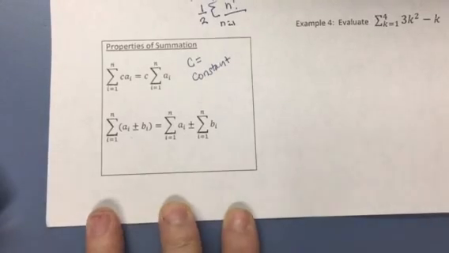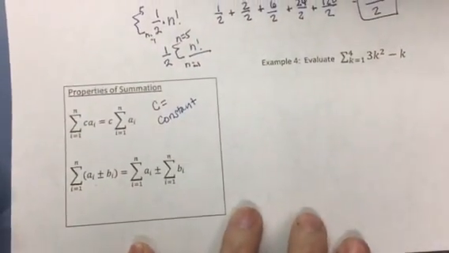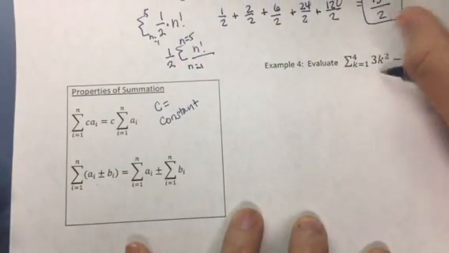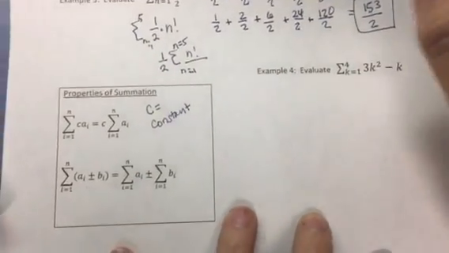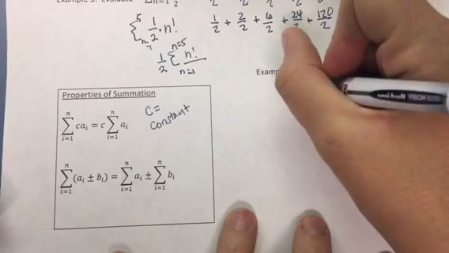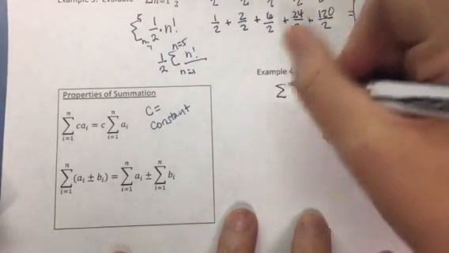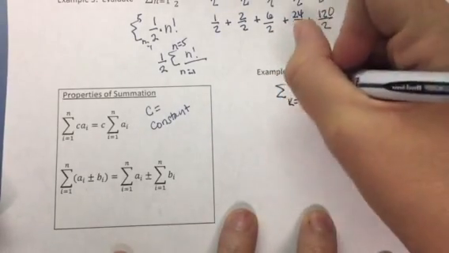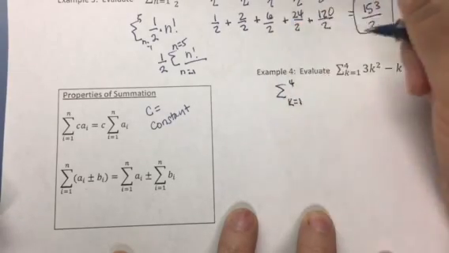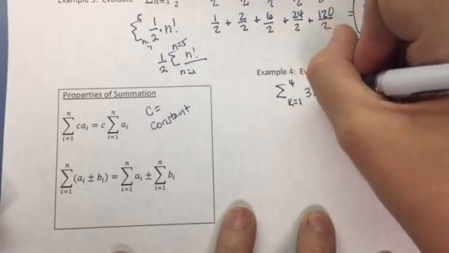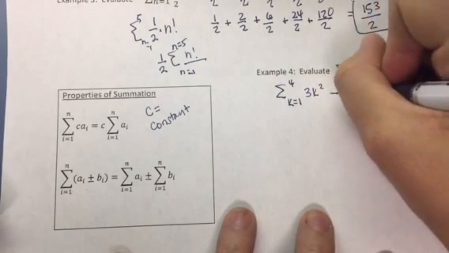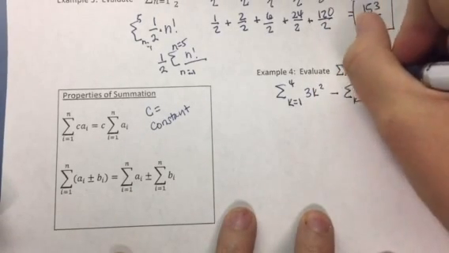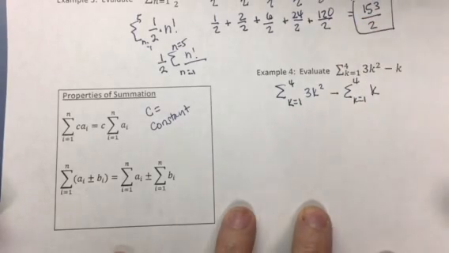So we're going to do that for this one. We're going to break this one down twice. So I notice that this is a difference here. I have 3k squared minus k. So what I could do first is write this as the summation from k equals 1 to k equals 4 of 3k squared minus the summation from k equals 1 to k equals 4 of k. So we could start it off like that.